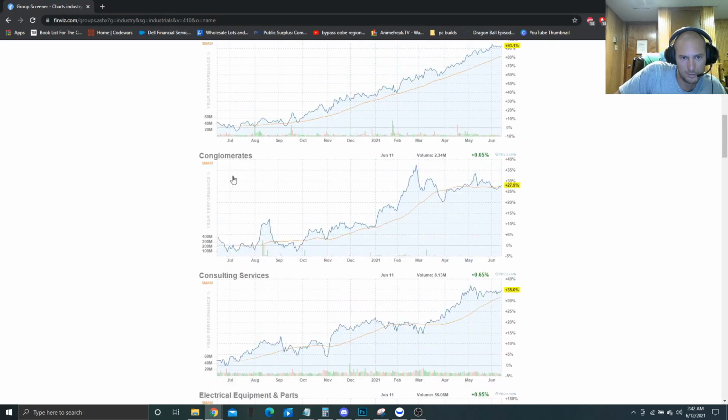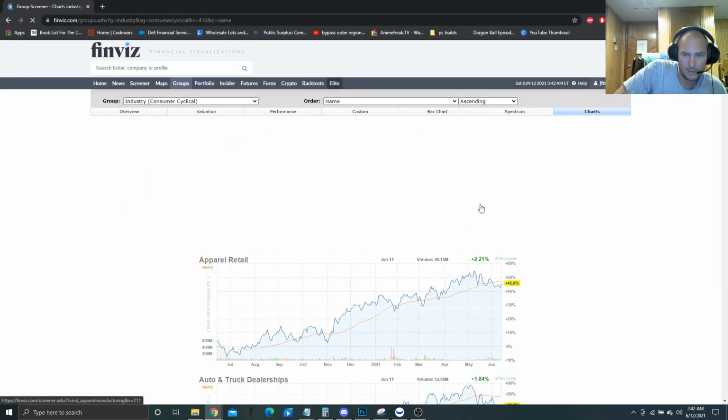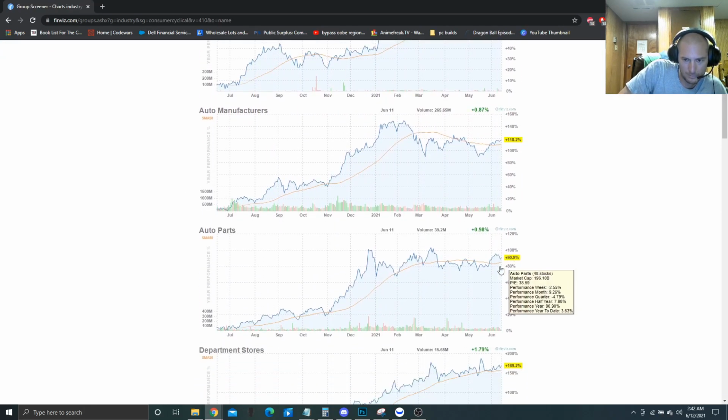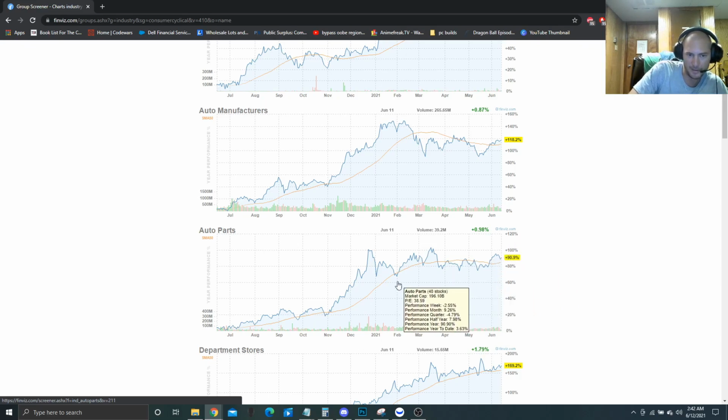Consumers. All right, let's go look at a couple of these. So we've got auto parts. Overall, in an uptrend, more recently kind of flat, could have possibly just broken this level here and retested and about to move back up. So let's leave that on there.